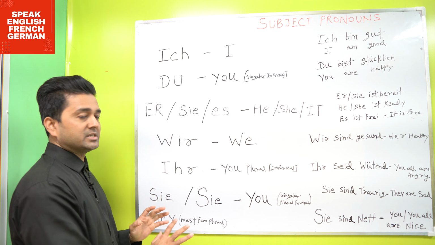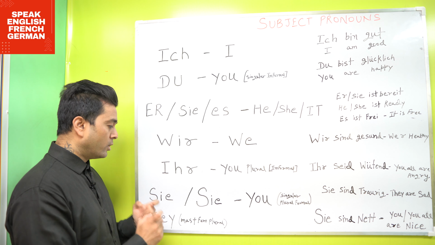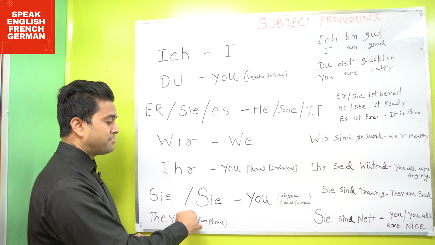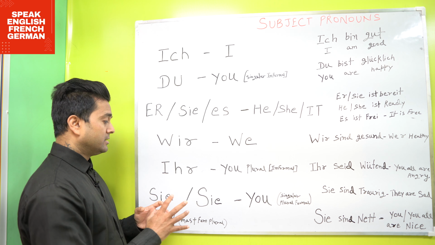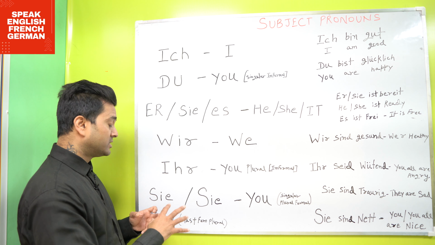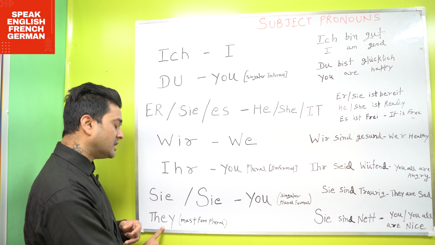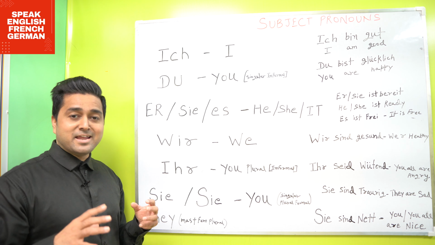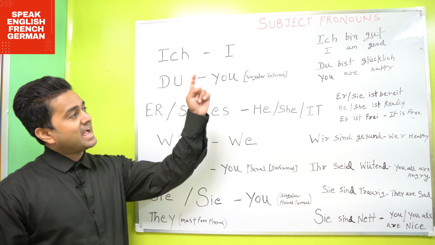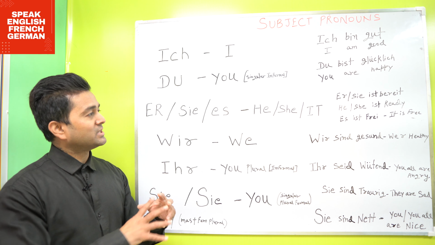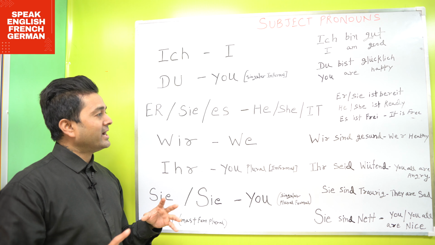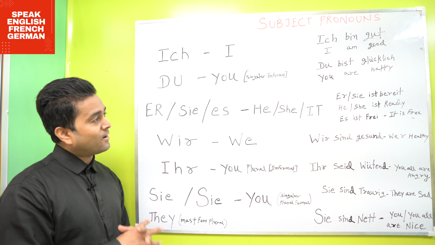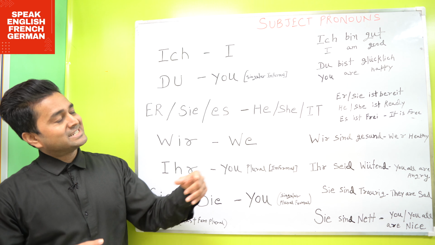The pronunciation is always the same, there is no difference. The only difference is that here we have a small letter s, here we have a capital letter S, and that differentiates the two subject pronouns. This one has the meaning they and this has the meaning you. So I hope you understand everything. Now I have made some examples for you, so I want to make sure that you can fix into your mind how you can use all these subject pronouns in the German language. So now let's focus on all these examples.